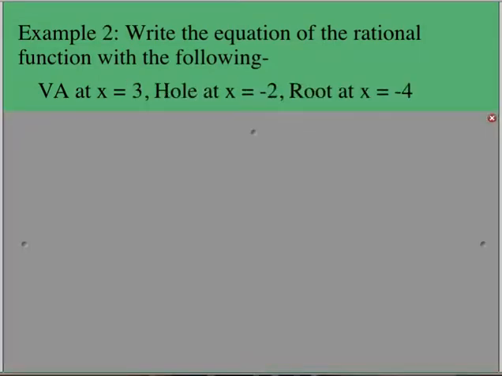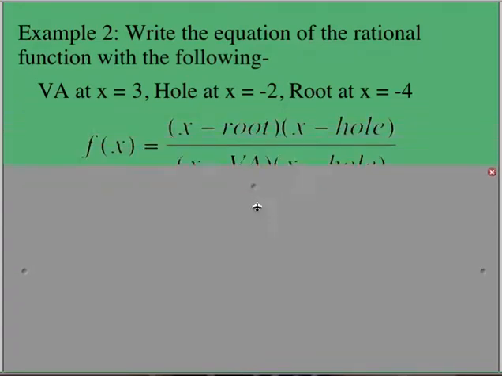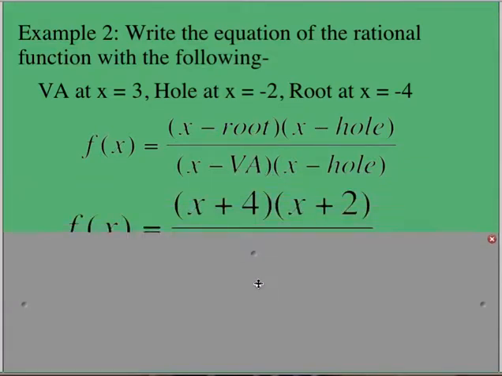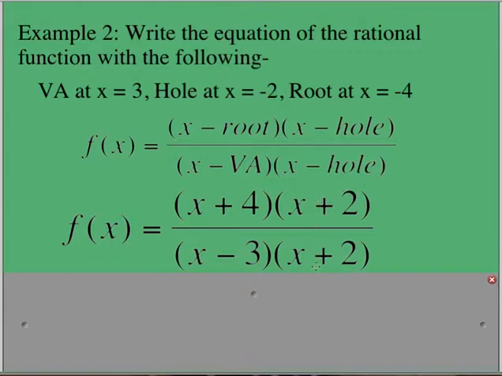Example 2, it says write the equation of the rational function with the following. A vertical asymptote at 3, a hole at x equals -2, and a root at x equals -4. So following that same pattern of x minus root times x minus hole over x minus vertical asymptote times x minus hole, I'm going to have x plus 4, that's the root, so x minus a -4 becomes x plus 4. If there is a hole at x equals -2, that's going to be on top and on bottom because that's what we canceled out when we were graphing, so x plus 2, top and bottom.